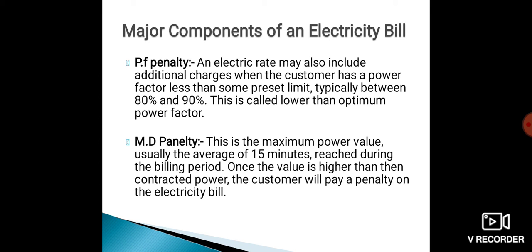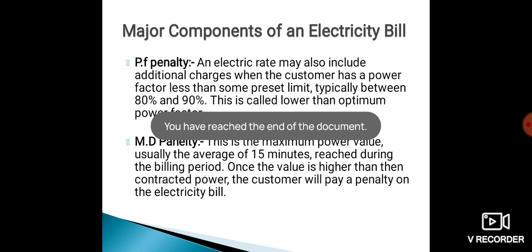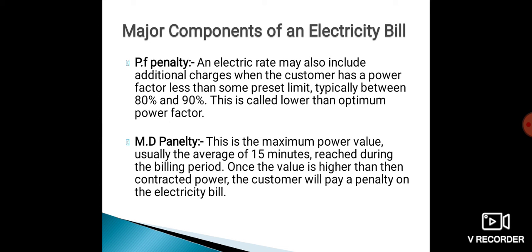MD penalty. MD penalty means maximum demand penalty. This is the maximum power value, usually an average of 15 minutes, reached during the billing period. Once the value is higher than the contracted power, the consumer will pay a penalty on the electricity bill. Each and every consumer is provided with a fixed amount of maximum demand. They can bear the maximum demand till 15 minutes. If the maximum demand goes more than the 15 minutes, then that consumer will have to pay the maximum demand penalty. So this was all about the components of a tariff.